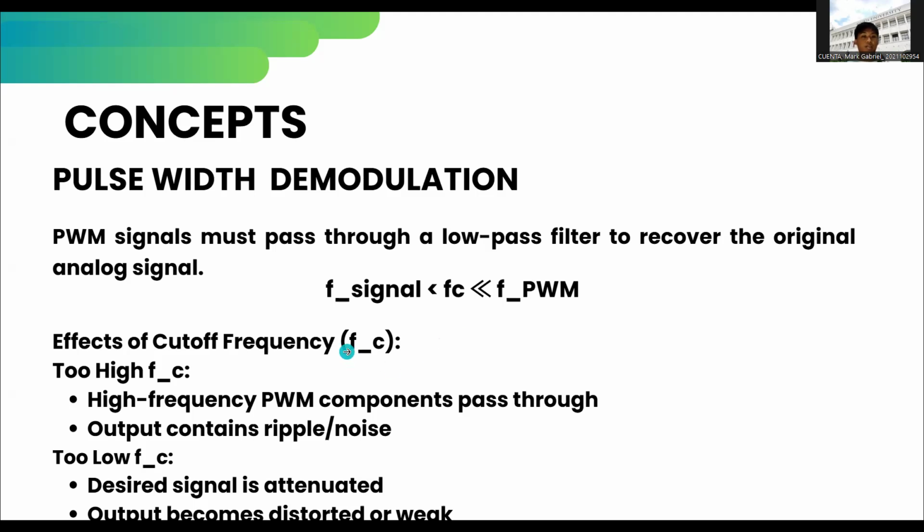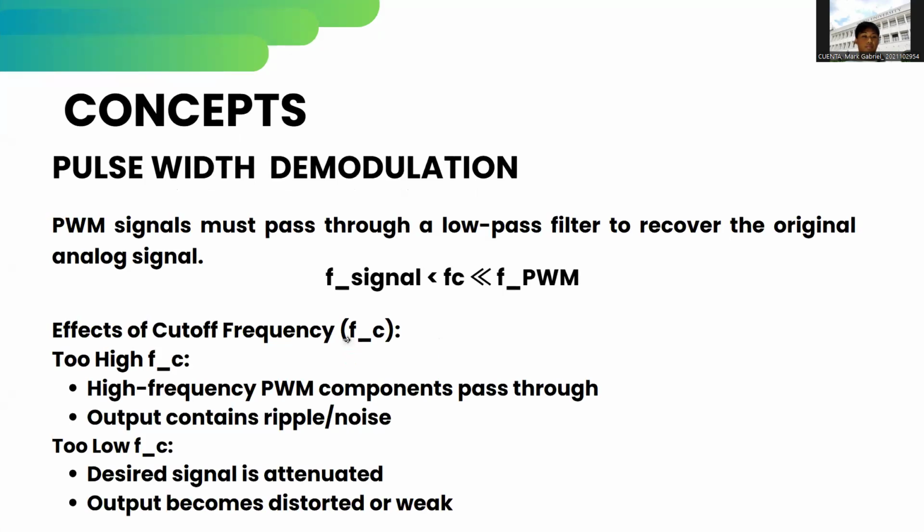So the cutoff frequency's effect is, if the FC is too high, then the high-frequency PWM components can pass through, and the output contains ripple or noise. But if the FC is too low, the desired signal is attenuated and the output becomes distorted or weak.